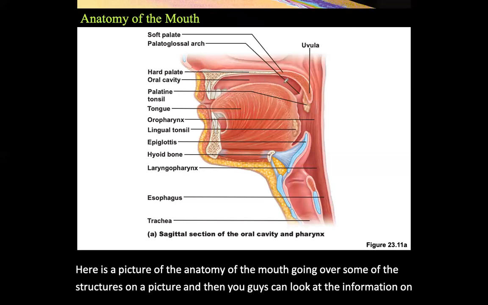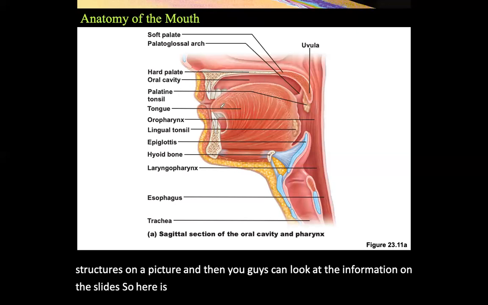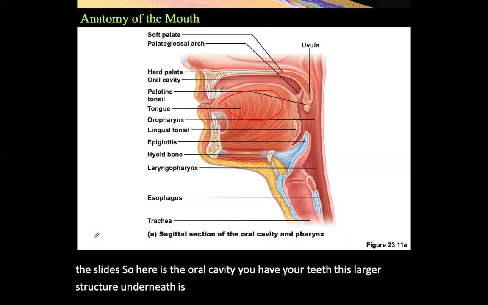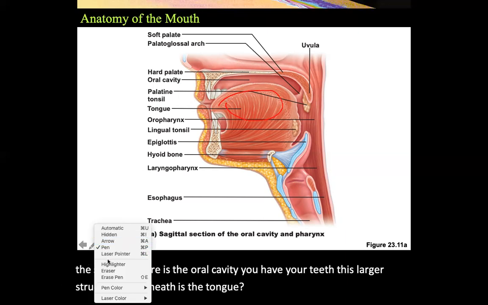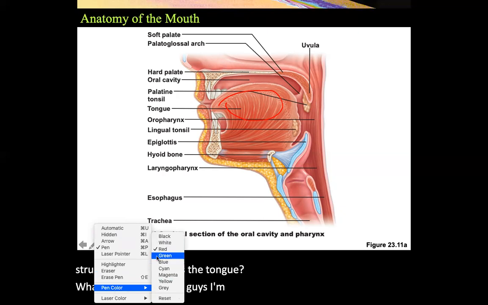So here is the oral cavity. You have your teeth. This largest structure underneath is the tongue.